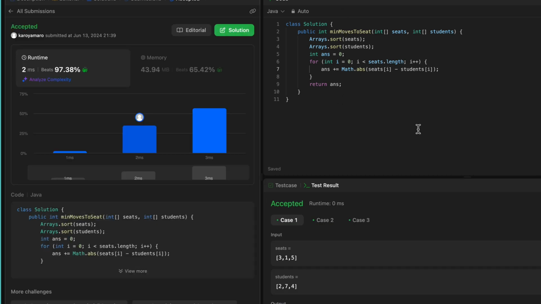Cool. So in terms of time complexity, it is O of n log n because we have to sort both the seats and students arrays. And then we run an O of n loop. So it is n log n, where n is the length of the arrays. And in terms of space complexity, we are not using any extra auxiliary space. So it will be O of 1.